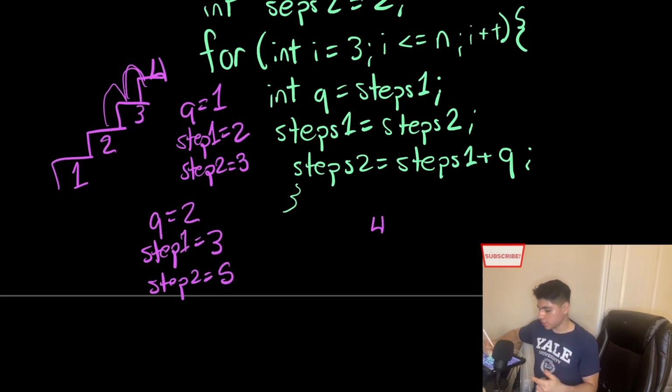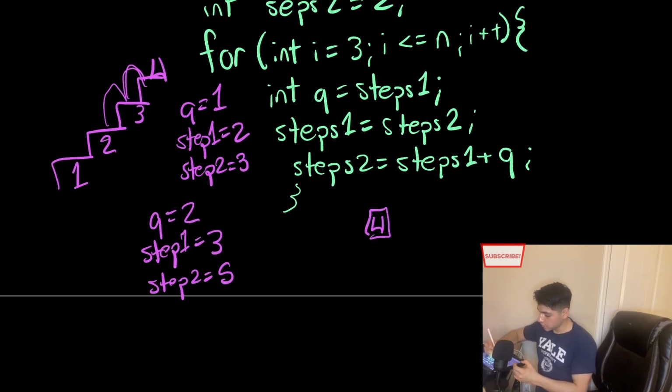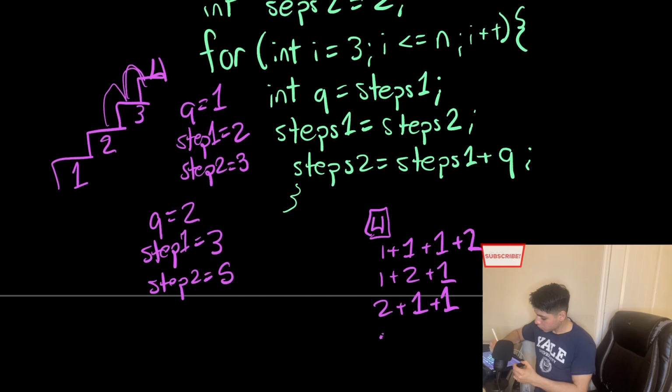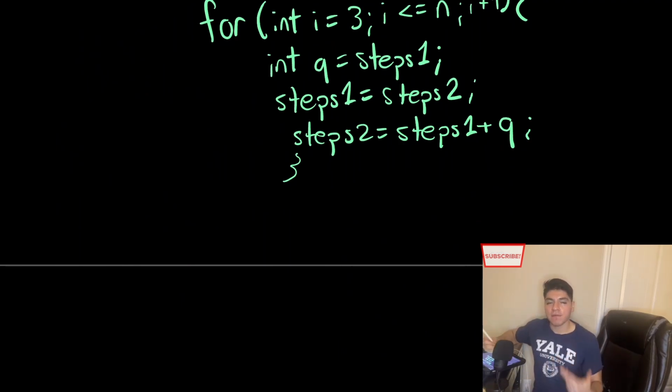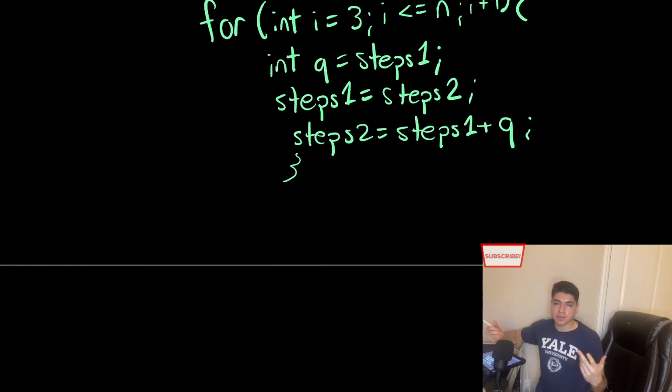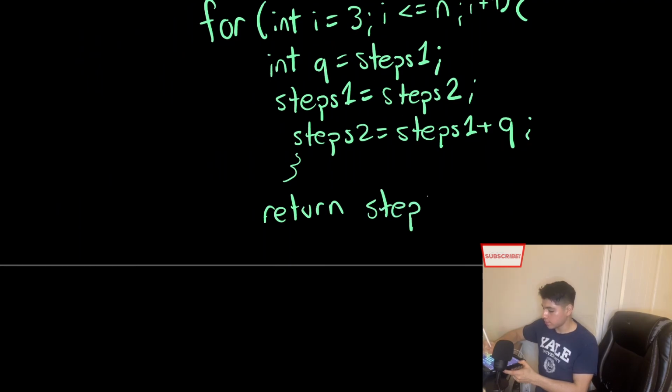So now let's verify that's actually true. To get to 4 steps, we can either do 1 plus 1 plus 1 plus 1, or 1 plus 2 plus 1, or 2 plus 1 plus 1, or 1 plus 1 plus 2, or 2 plus 2. So as you guys can see right here, there are only 5 solutions to get to 4 steps. And now all we have to do is just return steps2, since that is going to be our variable holding our answer.